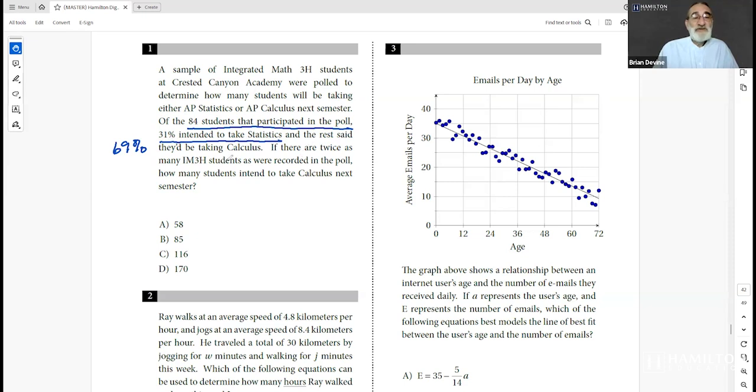And if there are twice as many IM3 students as were recorded in the poll, well, that's going to be 168. And we look then at 69% of them, that should be the number that are taking the calculus. So that is 115.92, which we can round to 116 because that 0.92 of a person might not pass. We're going to fill them up. And C is the correct answer.